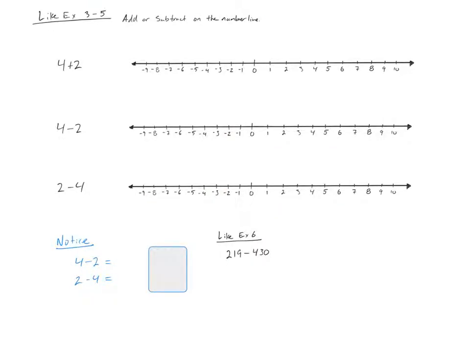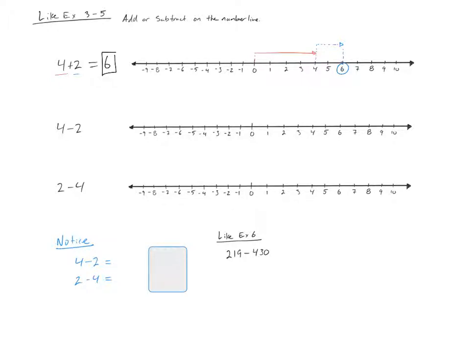Alright, this is like examples 3 through 5. It says add or subtract on the number line. So here's what we're going to do. Here's number 4, so I guess you always start at 0, and then you're going to go to the right to 4, because it's a positive number. And then it says plus 2. So I'm going to start at this point, and I'm going to go to the right 1, 2 more. So that corresponds to the 6. So I could say this is equal to 6.